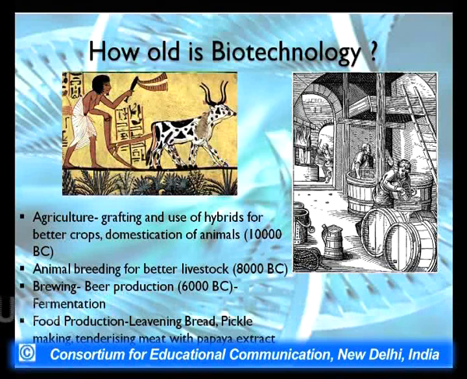Now, the most important: brewing, beer production, food production, leavening of bread, pickle making, tenderizing meat with papaya extract. They had been used since ages, I'm talking about 8,000, 10,000 BC. So now, at that time people didn't know that it is fermentation that we are doing.